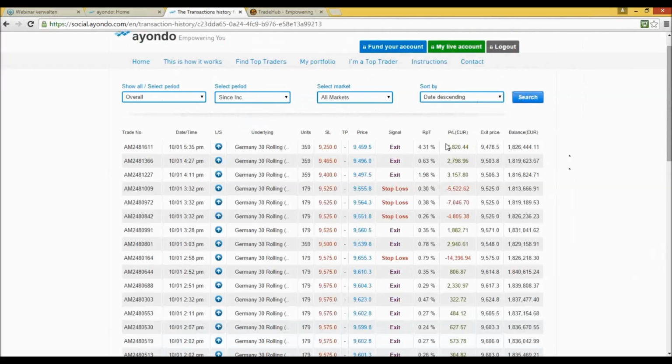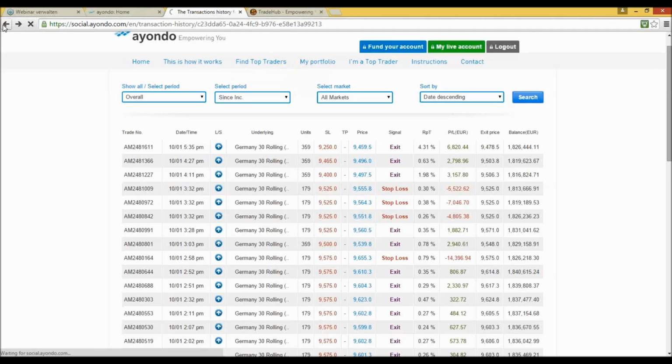was on the German DAX, and he made a profit of 6,820 euros. The risk he took on that trade was 4.31%, which you can see here by RPT. We can see where he entered, which is here by the price, and the exit price here as well. We can see his current balance stands at 1.8 million euros. He started with a balance of, I believe, 100,000, which is why the 1.8 million relates to the 1600% sort of return that he's had. So it's incredible. I'd like to follow him.